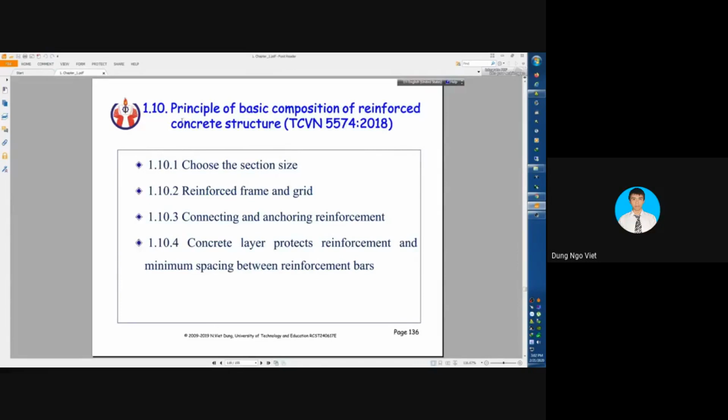Finally, we go to part 1.10 of chapter 1, principles of basic composition of reinforced concrete structures, based on the Vietnam standard TCVN 5574:2018. In this part, we will cover choosing the section size, reinforced frames and grids, connecting and anchoring reinforcement, concrete cover layer protecting reinforcement, and minimum spacing between reinforcement bars.